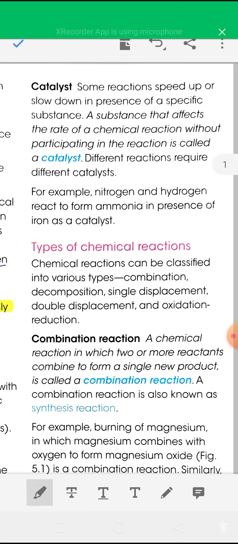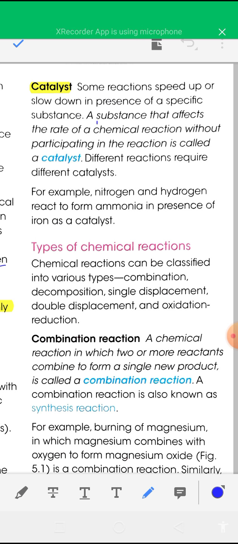And the last condition is catalyst. What are catalysts? Catalysts are chemical substances that affect the rate of chemical reaction without participating in the reaction. A chemical substance that affects the rate of a chemical reaction without participating in the reaction is called a catalyst.